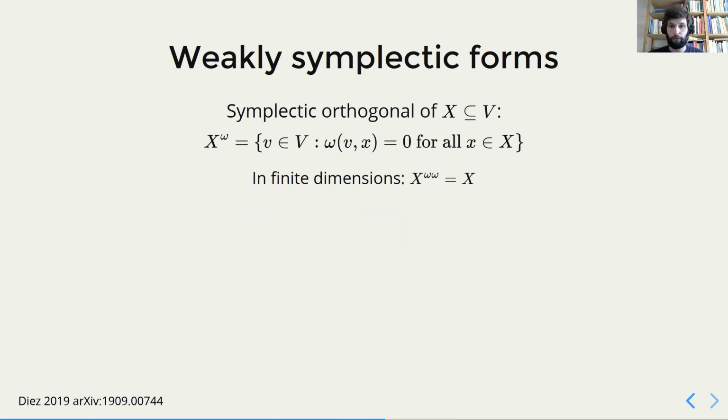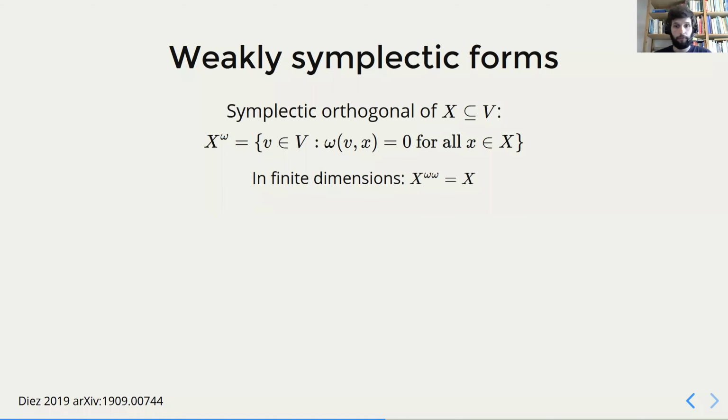So what is the symplectic orthogonal? You have a subspace of your symplectic vector space, and you consider all these vectors that, if you pair them with the symplectic form, vanish for all elements that you fixed in your subspace. So that's the orthogonal with respect to the symplectic form. And in finite dimensions, you can calculate very easily that if you take the double orthogonal, so you take the orthogonal once and then a second time, then you get exactly the same space.